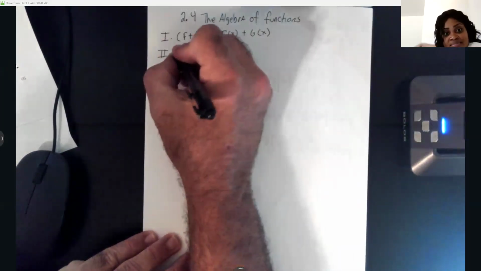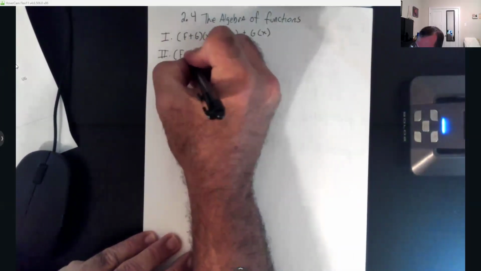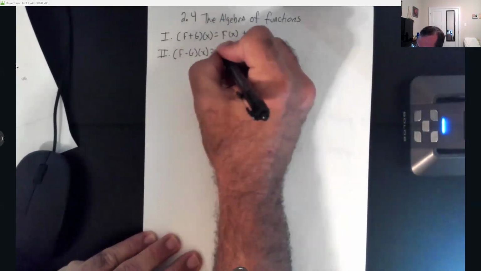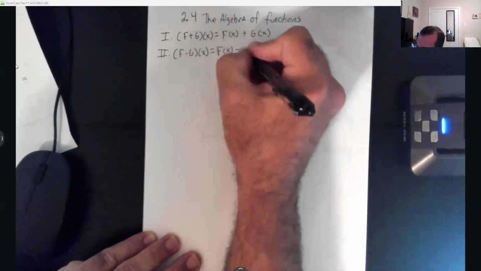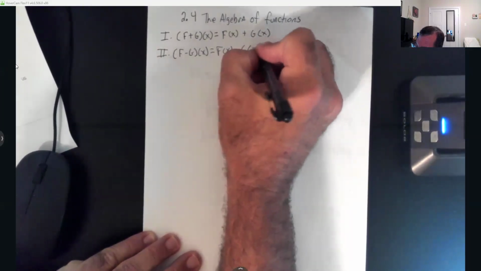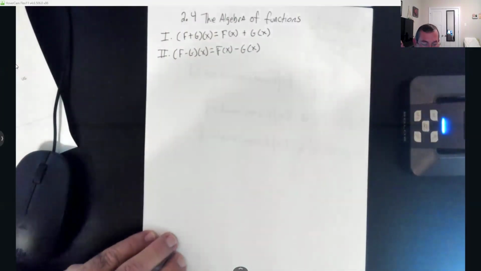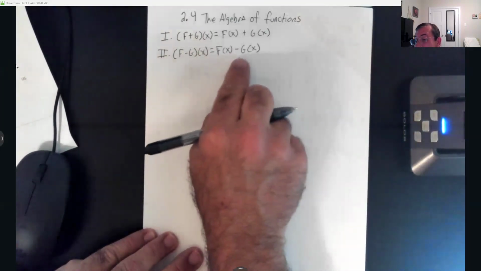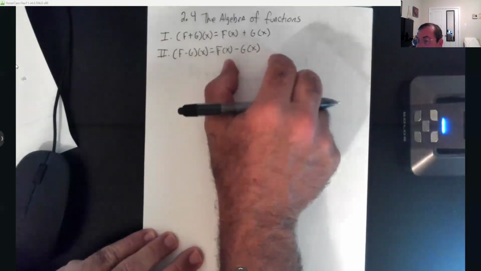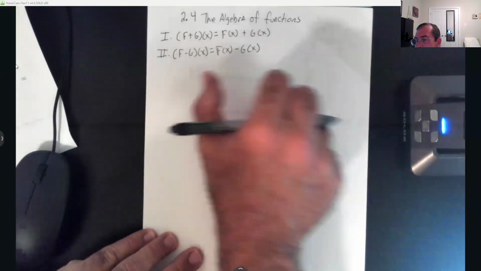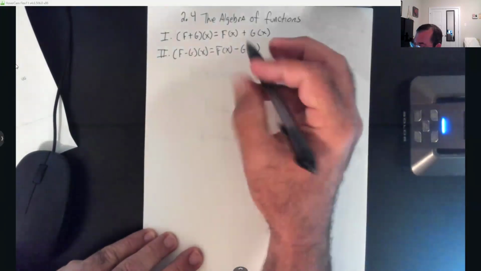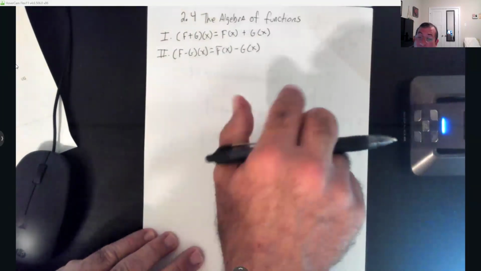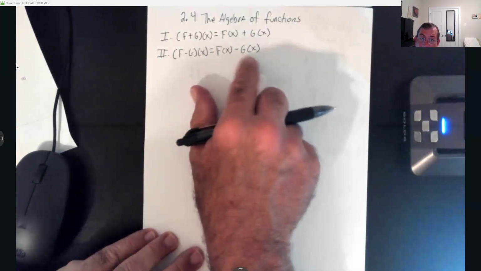So next we got subtraction, f minus g of x. Well, y'all, that's just going to be f of x minus g of x. Now, I will say between these two, subtraction is trickier because you always put your functions in parentheses when you start. And you got to get used to distributing those subtractions. So when we hit one of those, I'll show you what's going on with that, okay?